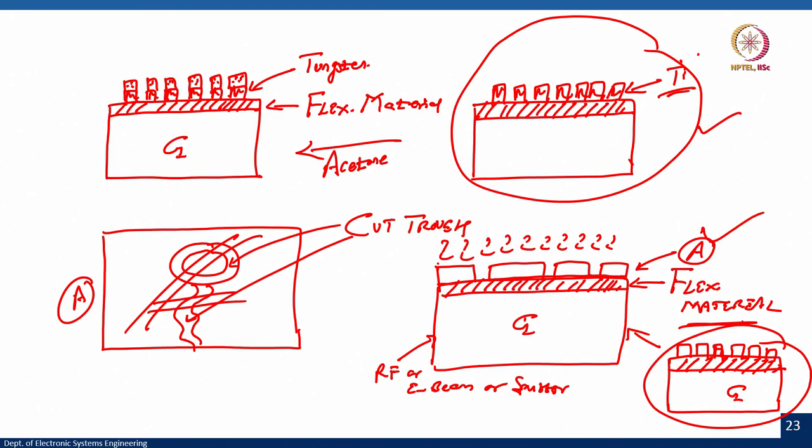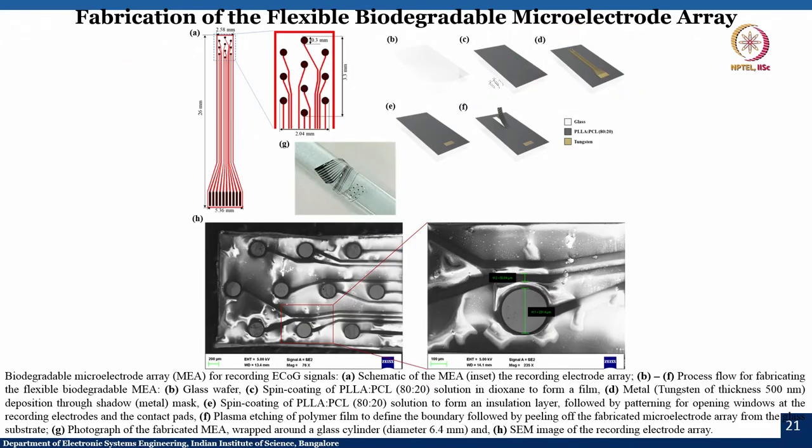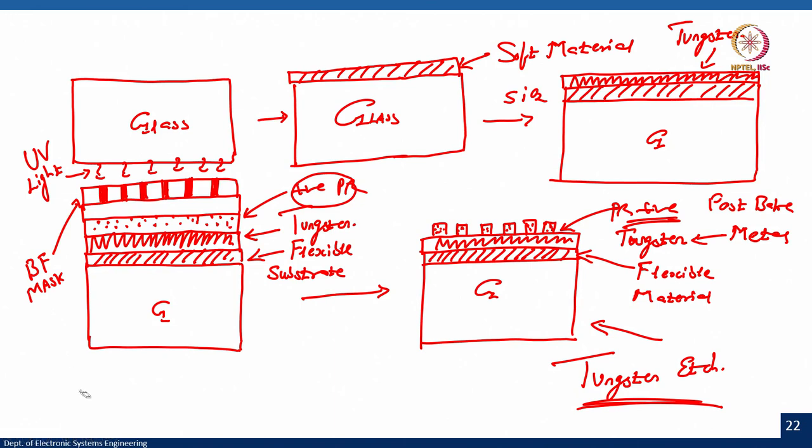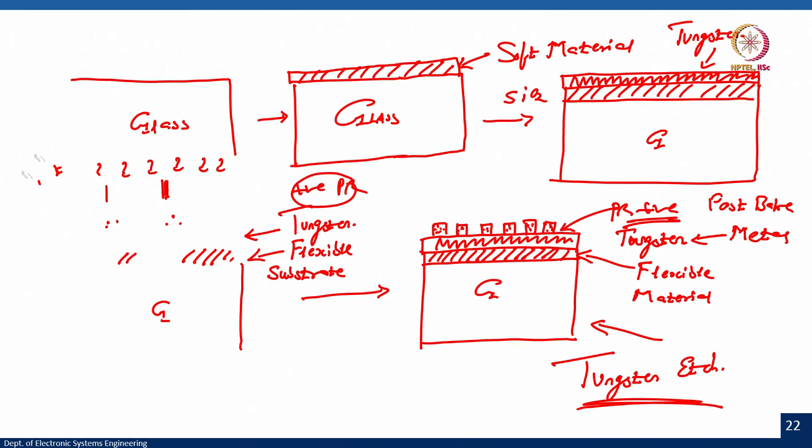So, what I was thinking is that if you have a flexible material with tungsten as a next step, that means that you have patterned tungsten, as you can see here, right. You have this PLLA and PCL mixture 80:20 on the glass, and then you directly deposit patterned gold using the stencil mask or shadow mask. After this step, I will just remove it, okay, so that we can quickly write it down. What is the next step?